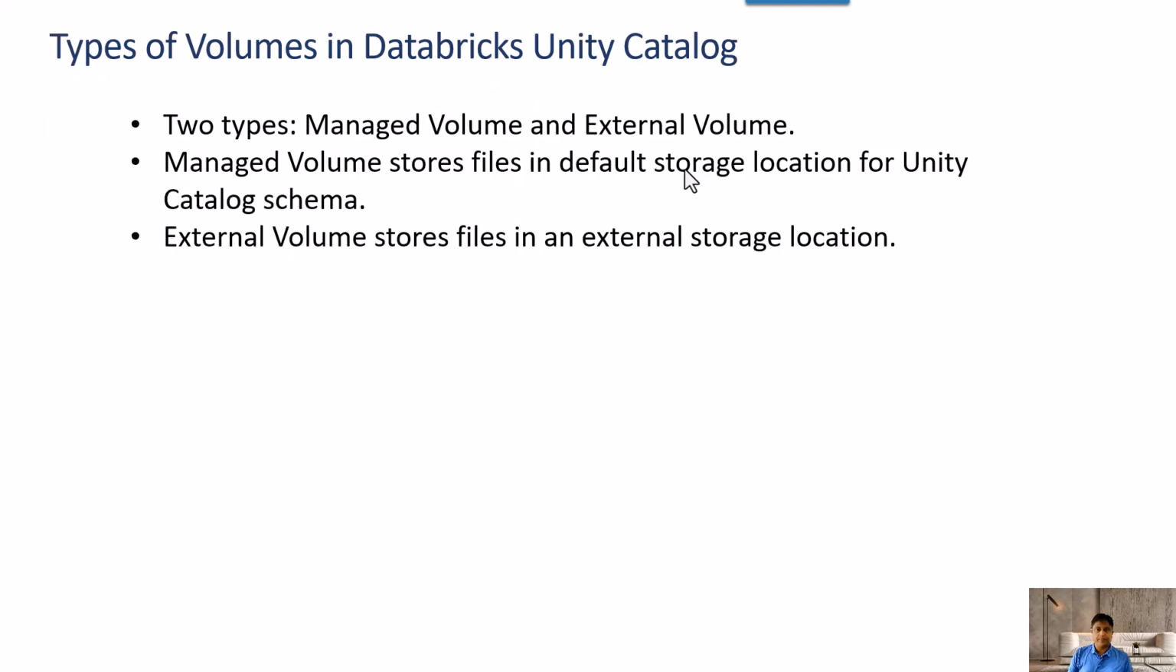There are two types of volumes in Databricks Unity Catalog: managed volume and external volume. Managed volumes are used when you want to store files in the default storage location for the Unity Catalog schema. But in case of external volume, when you want to store your files in an external storage location, you will use an external volume.